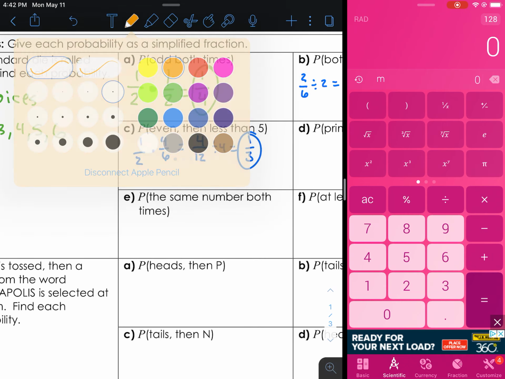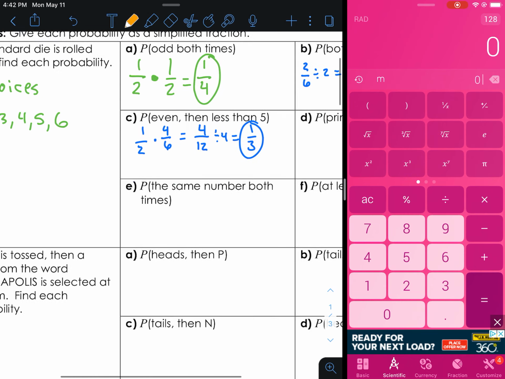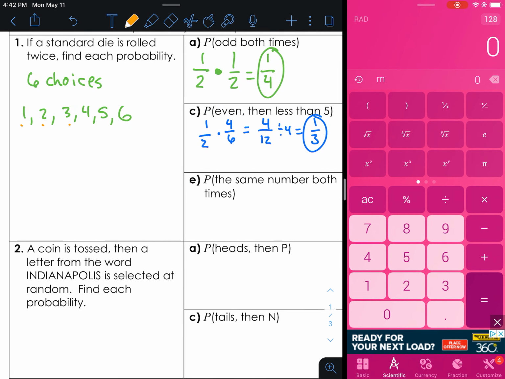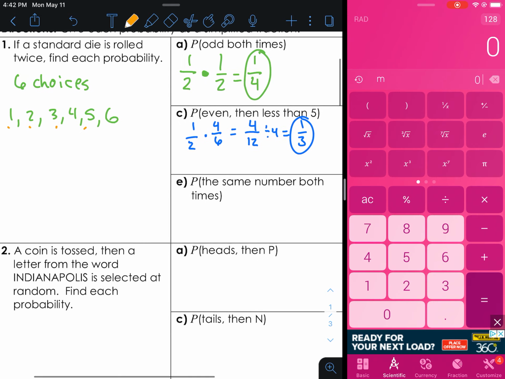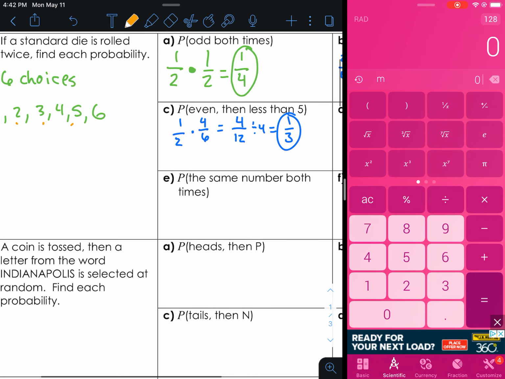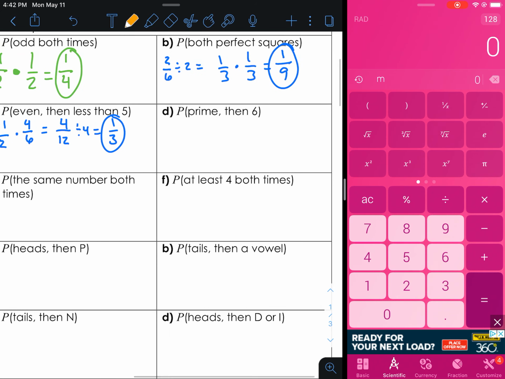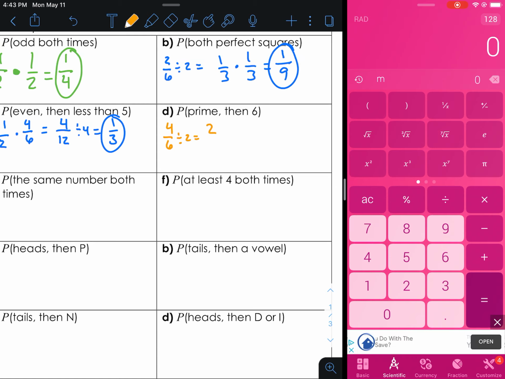All right, so now we have prime numbers. Prime numbers are 1, 2, 3, and 5, because 4 and 6 are divisible by numbers other than 1 and themselves. So we have 4 of those choices. I'm going to reduce that by 2, so that'll give me 2/3.